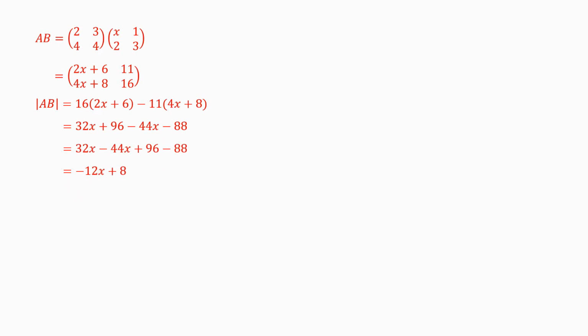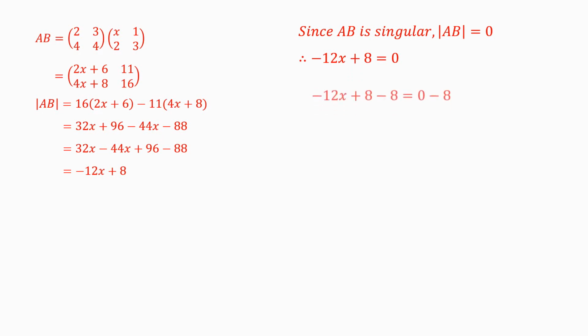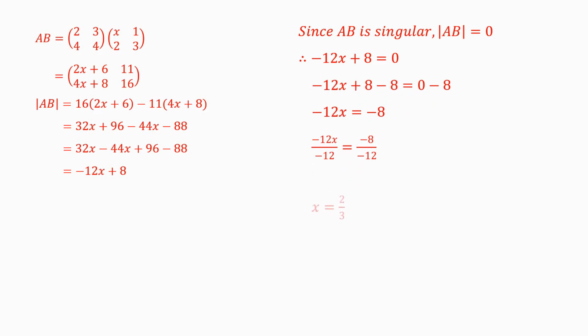We have been told that AB is a singular matrix, and that means that its determinant is equal to 0. Then we equate the determinant we have obtained of AB, and so we have negative 12x plus 8 is equal to 0. We solve for x. We start by subtracting 8 on both sides of the equation. We have negative 12x is equals to negative 8. Divide both sides by negative 12, and therefore the value of x is equals to 2 over 3.